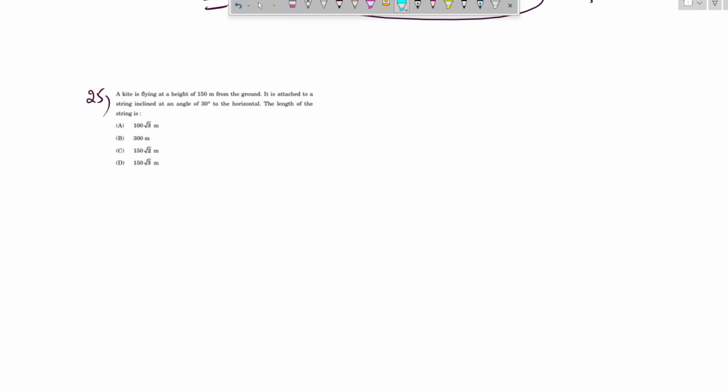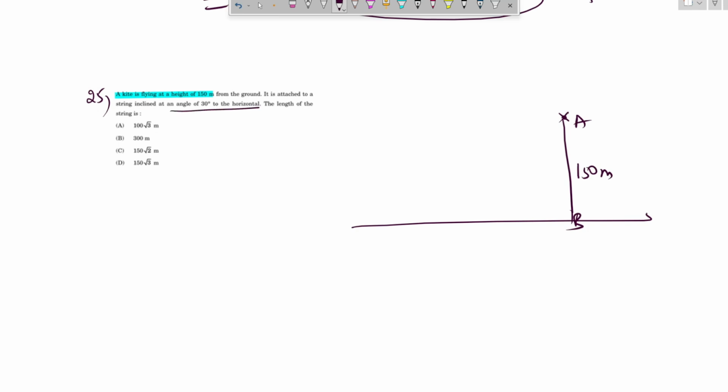Now question 25. A kite is flying at a height of 150 meter from the ground. So let us say a kite is at this point. From the ground it is 150 meter above. It is attached to a string inclined at an angle 30 degree to the horizon. Let us see this as a string and it is attached to the ground at point C, and it is making angle 30 degree with the ground. You need to find out the length of the string, which is AC.